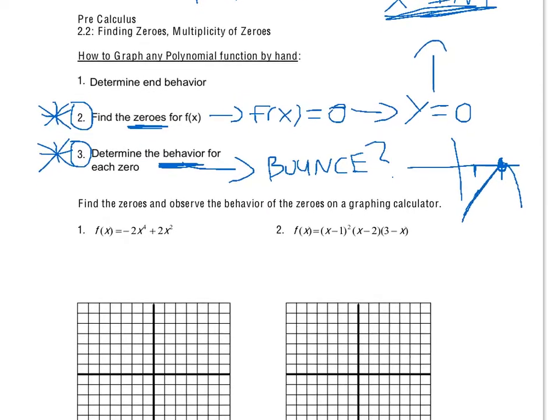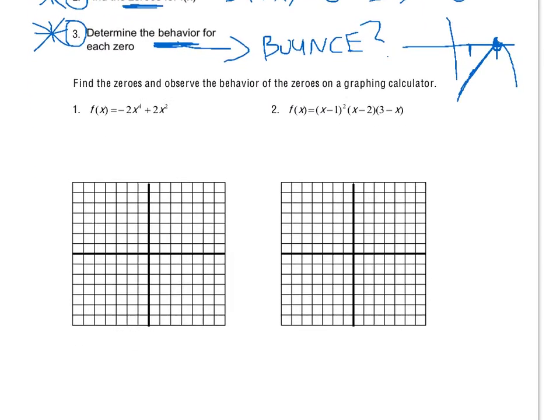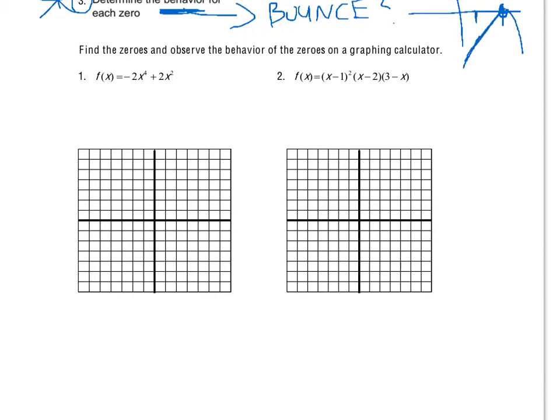All right, let's look at our first one. We're going to find the zeros, and then to figure out the behavior of each zero, the bounce, we'll first use the graphing calculator. So you can have the graphing calculator with you, but let's only use it at the very end after we get our zeros. All right, let's follow those 3 key steps.